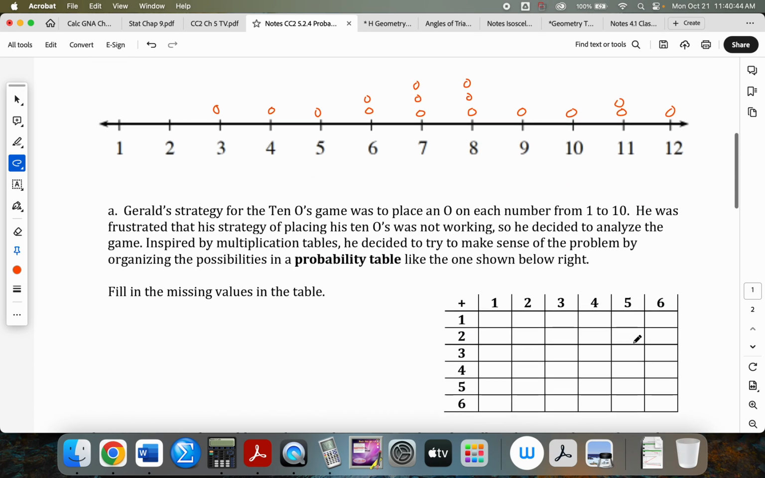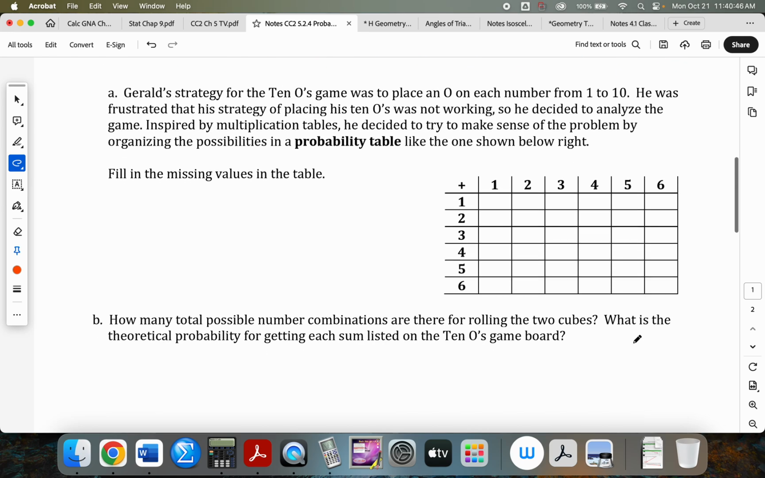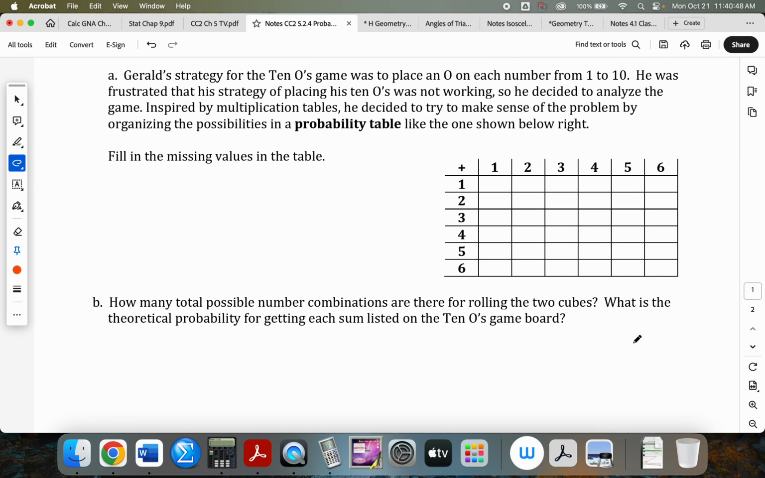So, let's take a look at this. Gerald's strategy for the 10 O's game was to place an O on each number from 1 to 10. He was frustrated that his strategy of placing his 10 O's was not working, so he decided to analyze the game. Inspired by multiplication tables, he decided to make sense of the problem by organizing the possibilities into a probability table like the one shown at the right.